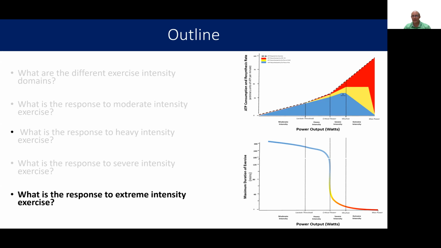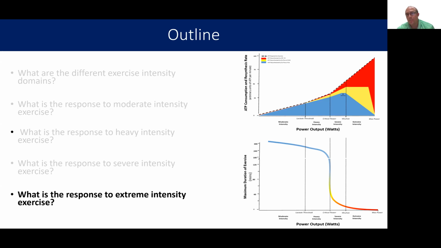Now, extreme intensity exercise is even above VO2 max. It's a power output that you can only do for somewhere under 2 to 3 minutes, down to 0 seconds, like down to 1 second. And with extreme intensity exercise, the power output is so high and the exercise is so brief that you don't have enough time to achieve VO2 max.